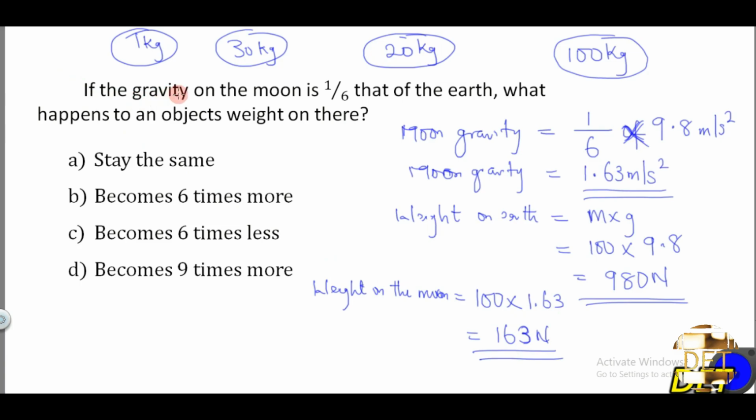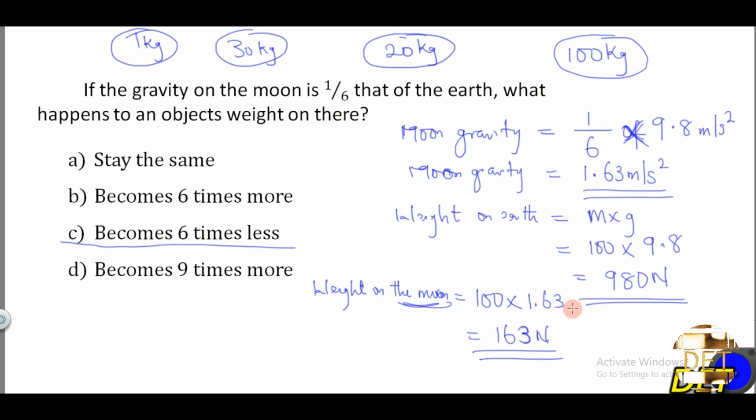So if the gravity on the moon is 1/6 that of the earth, what happens to the weight of the object on the moon? So it becomes less, right? And the only place where we have less in this question is option C. So it becomes 6 times less.